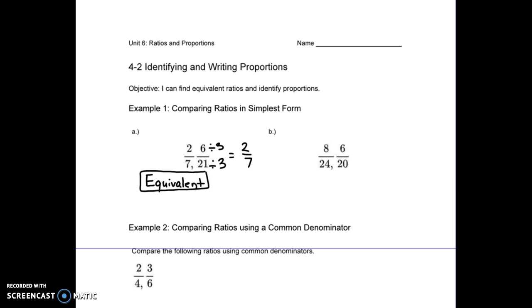Part B says 8 over 24. Both those can be simplified, so divided by 8. So if we divide those by 8, 8 divided by 8 is 1. 24 divided by 8 is 3. 6 and 20 can both be divided by 2. 6 divided by 2 is 3. 20 divided by 2 is 10. 1 over 3 and 3 over 10 are not the same. This one is not equivalent.